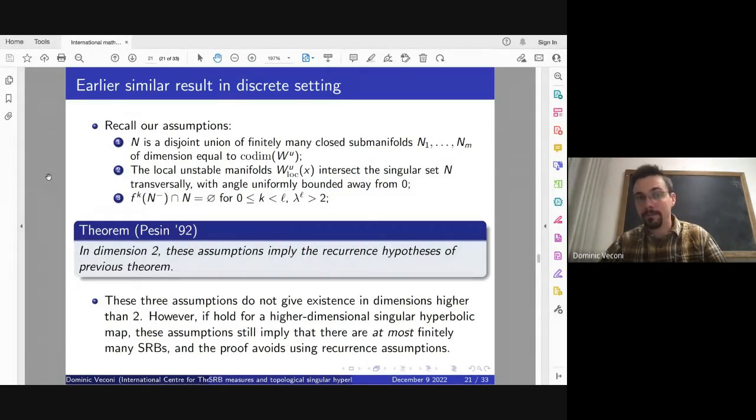However, those assumptions actually give finitely many SRB measures in any dimension. And not only that, but you can avoid having to use recurrence hypotheses that are too complicated to really check very easily in this setting. The downside, though, is that these assumptions don't give existence of SRB measures in dimension higher than 2. They only bound how many of them there can be.